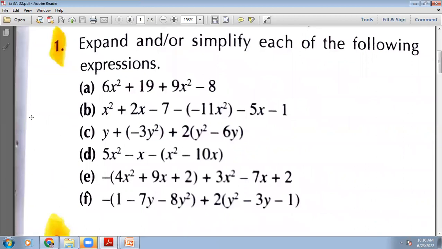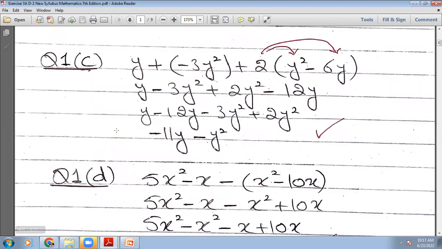D part, it says 5x squared minus x minus bracket x squared minus 10x. When you open this bracket, this minus will change the signs, because when minus will multiply here, it will become negative. When minus will multiply with this, it will become positive. So you see, it will be very easy.